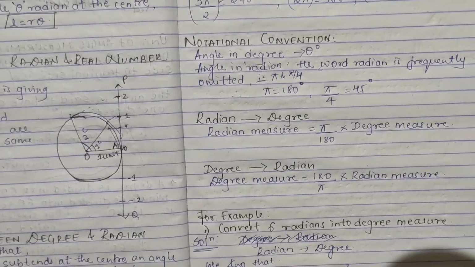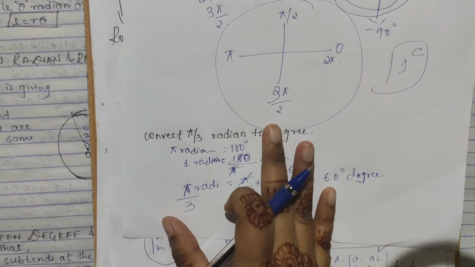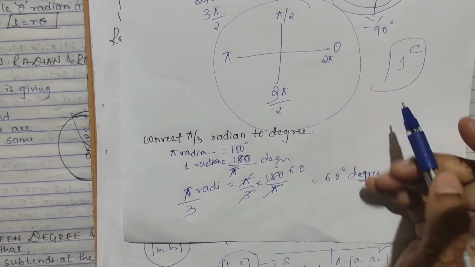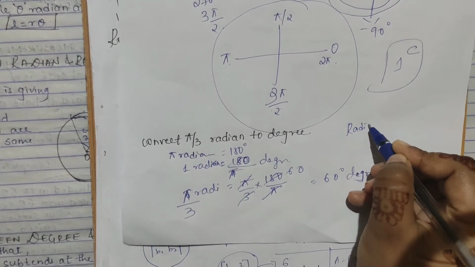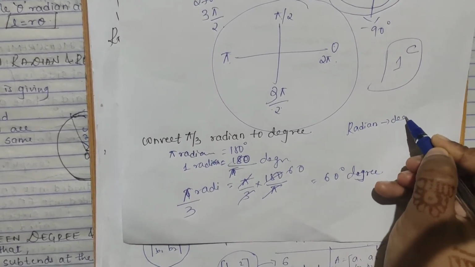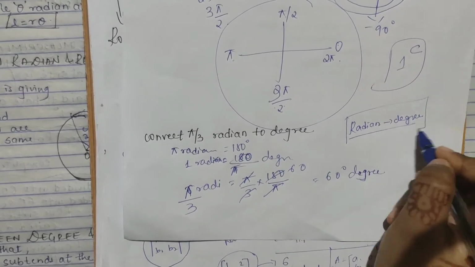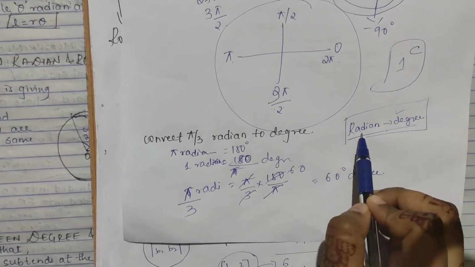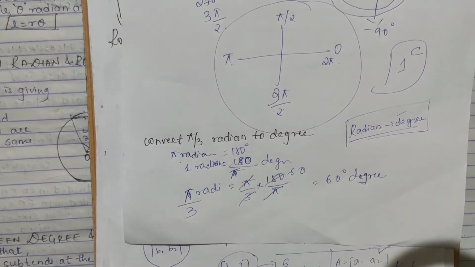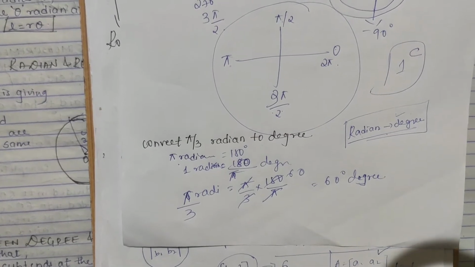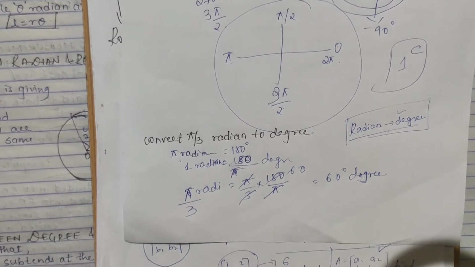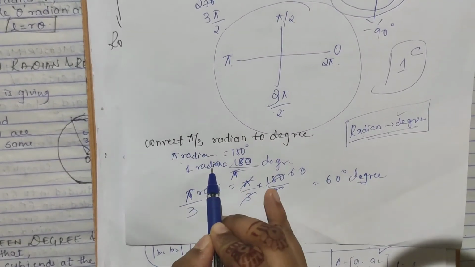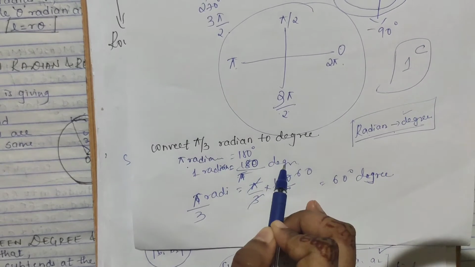Okay, we'll see just an example. Suppose they have said convert pi by 3 radian to degree measure, means they are telling you to convert radian into degree. They are asking you to find the degree. So we know that pi radian is equal to 180 degrees. Whenever we solve, we first see for 1 radian or 1 degree how much it is, so that it will be understandable. So for 1 radian it will be 180 by pi degrees, right.